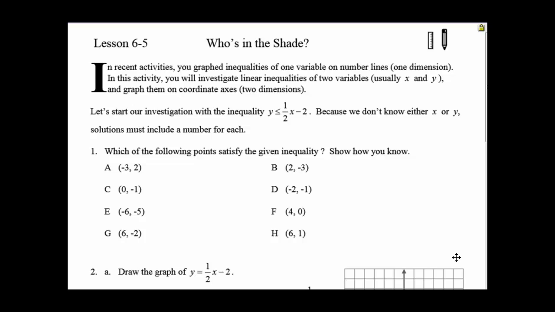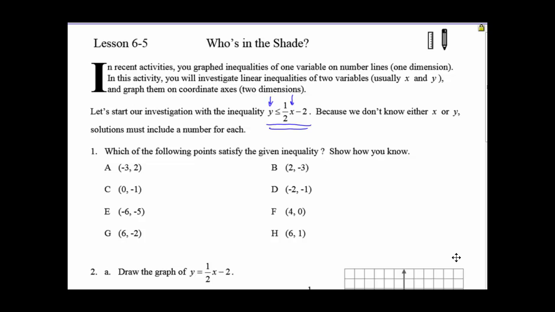Back in recent activities, we graphed inequalities with one variable on number lines. That was one dimension. Now we're going to look at inequalities involving two variables, usually an x and a y, that give us coordinate axes or two dimensions. So if we start our investigation by looking at this inequality, y is less than or equal to 1/2 x minus 2. Because we don't know x or y, we have to figure out a bunch of solutions that are going to give a true solution. Meaning, when we plug in a number for y and x, we should get a true statement.